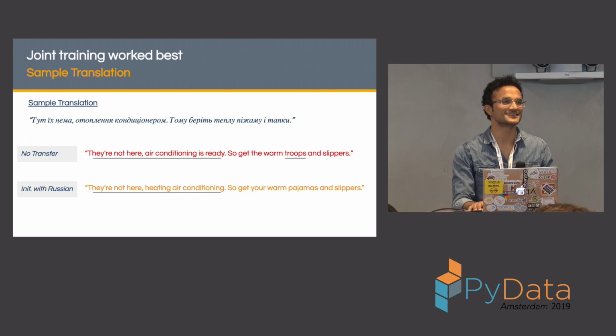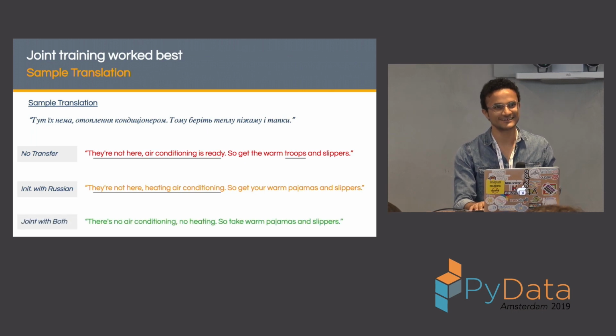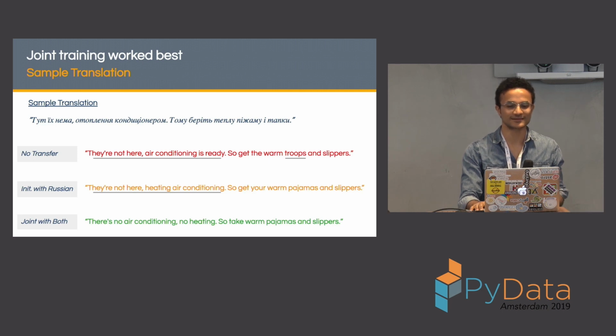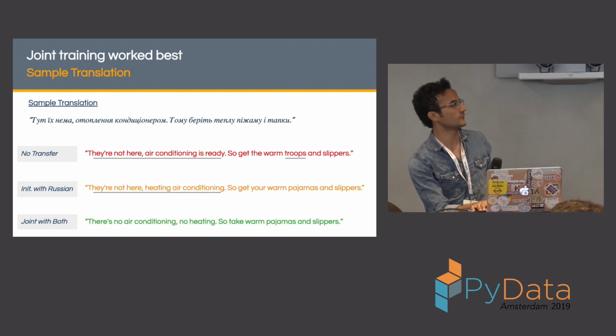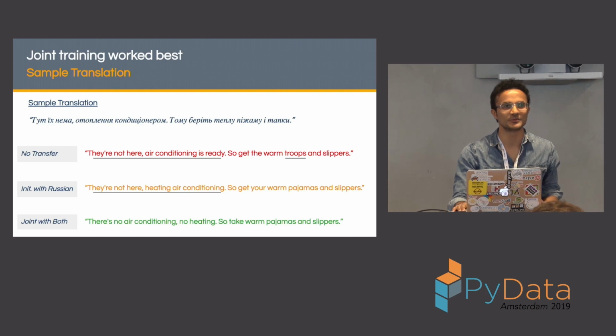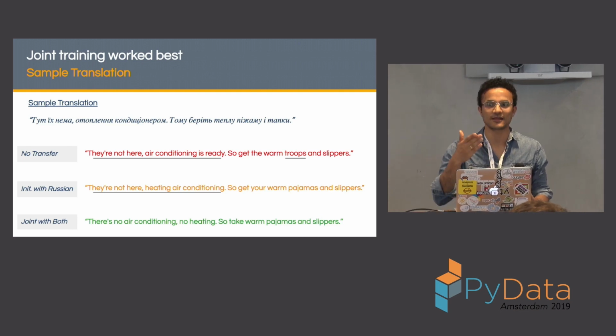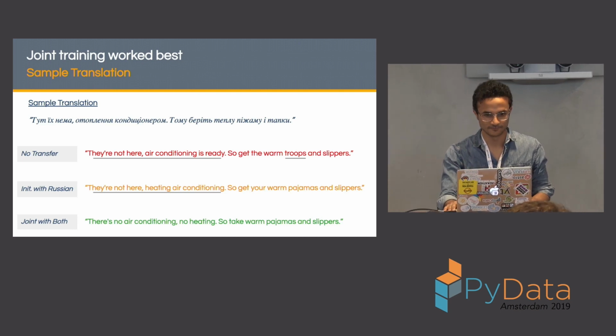What happens to the translation? I think it works. The last one. There is no air conditioning, no heating, so take warm pajamas and slippers. Now, of course, like any demo, we are doing some cherry picking, but we have also done human evaluation results, and yes, this is the rank ordering of goodness of these methods.